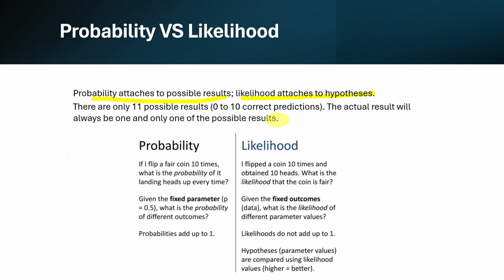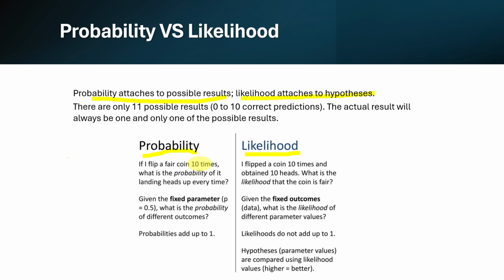So, for example, there were 11 possible results. Of those, 10 can be wrong, but one of them will be the right answer. So let's understand this in detail and we will create a difference. What's the difference between probability and likelihood?